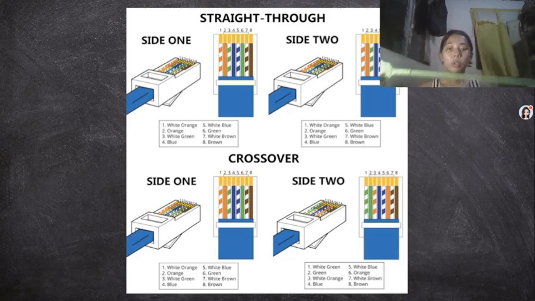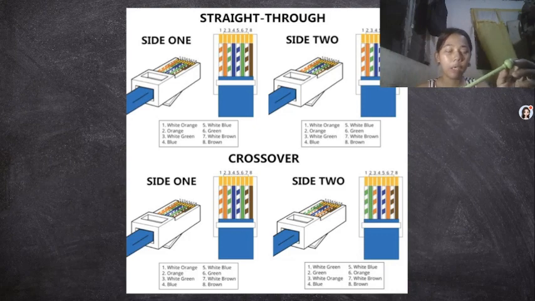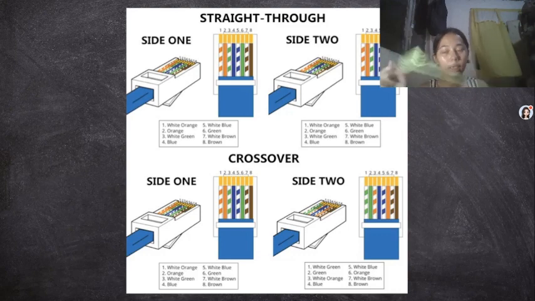But if it is crossover, if your first side is white orange, then on your other side it is white green, and green. Like, they are different. That is crossover. But if straight through, it is the same color combination, either T568B or T568A, whichever you use. So it should be the same. But if crossover, it is really different. Here is A, here is B.